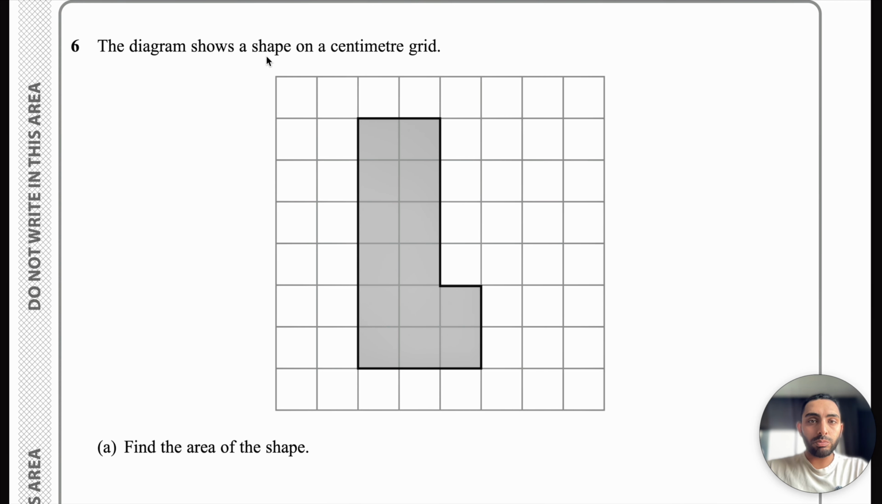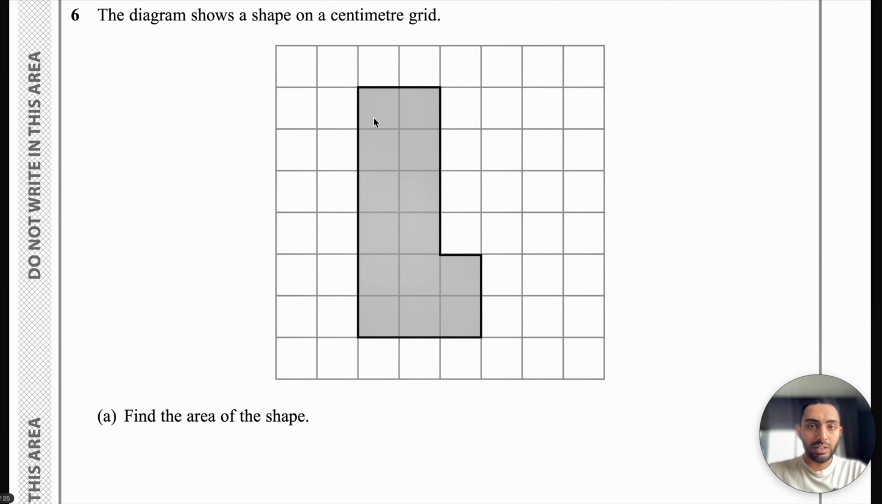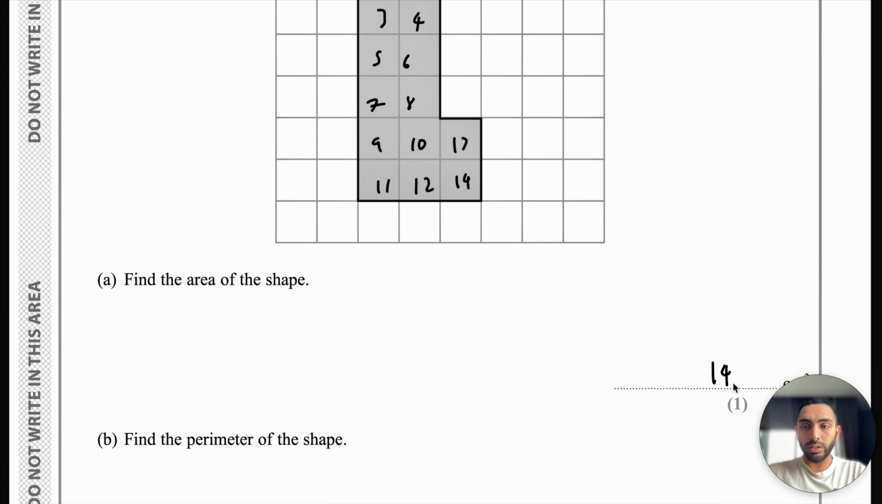Question 6. The diagram shows a shape on a centimeter grid. Find the area of the shape. What does area mean? It just means the amount of space that's inside the shape. Because all of the lengths are centimeters, we'll count how many centimeter squares we have inside. So we have 1, 2, 3, 4, 5, 6, 7, 8, 9, 10, 11, 12, 13, and 14. So that would be 14 centimeters squared.